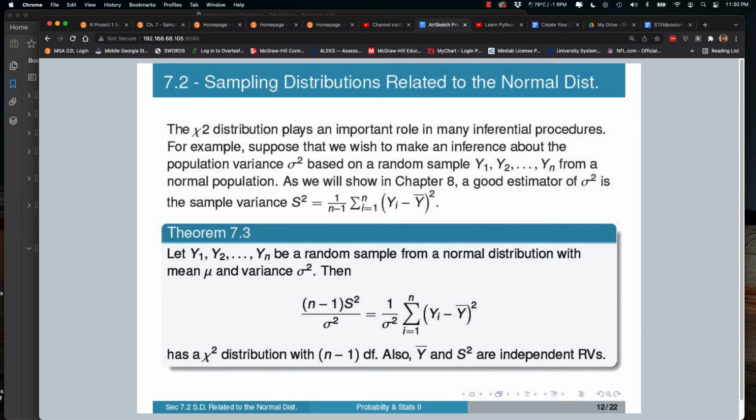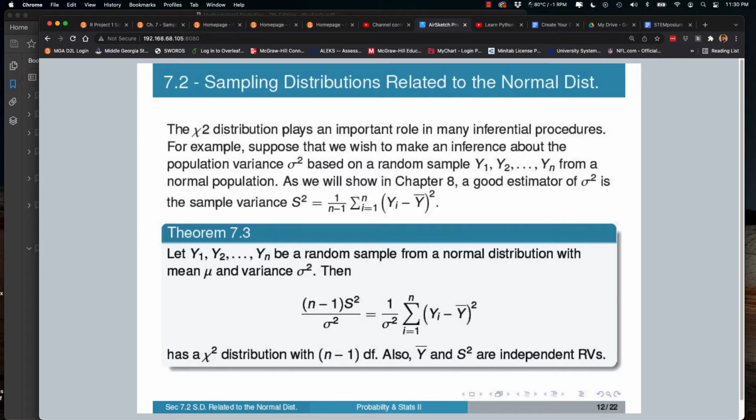For example, suppose that we wish to make an inference about the population variance sigma squared. Sometimes we do a chi-square test, and chi-square tests are usually used to determine whether a population variance is equal to, or less than, or greater than some value based on a sample, y sub 1 through y sub n, which comes from a normal population. So chi-square distribution being related to the normal distribution requires that our samples still come from a somewhat normal distribution.